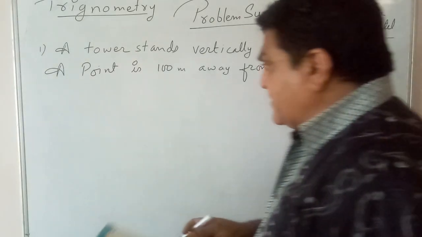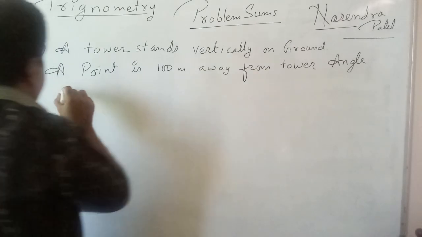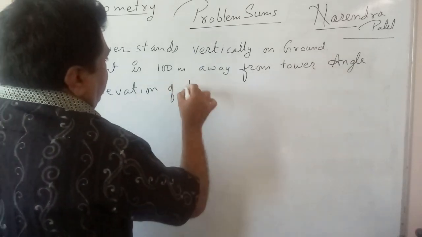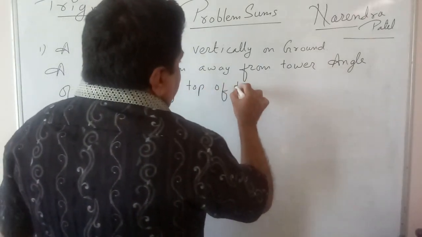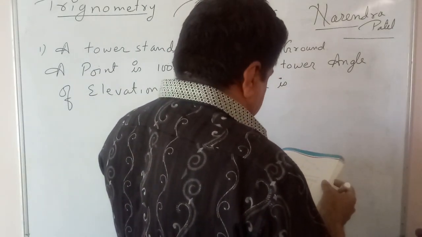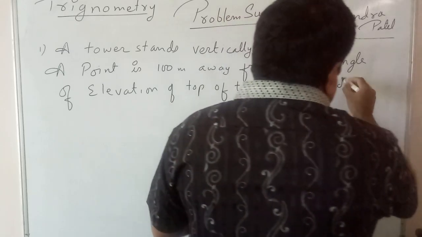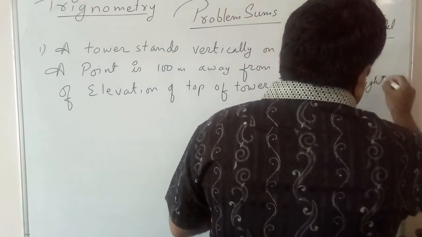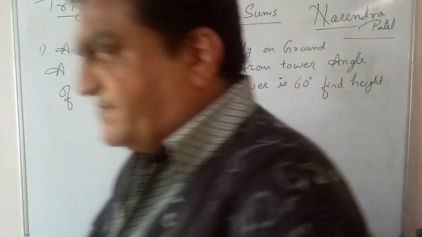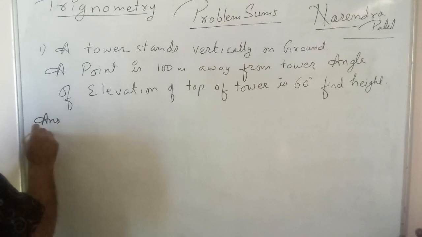The angle of elevation of the top of the tower is 60 degrees. Find the height of the tower. What do you have to find? You have to find the height of the tower. This is a simple sum. Let us see the solution.